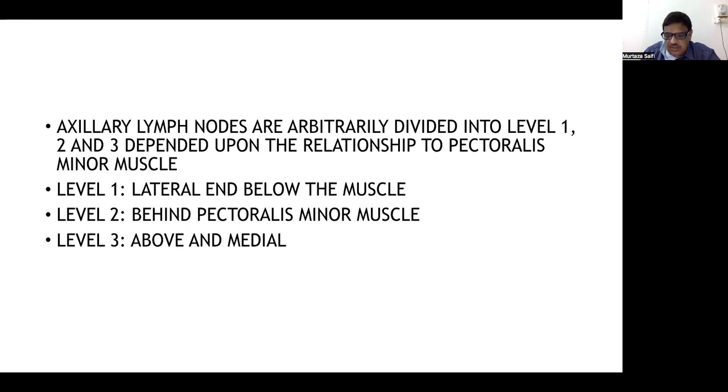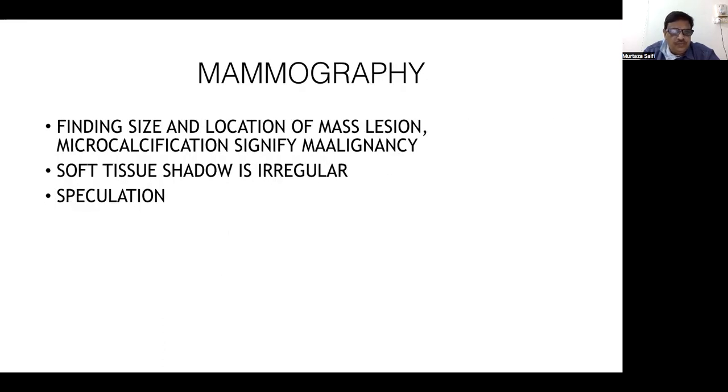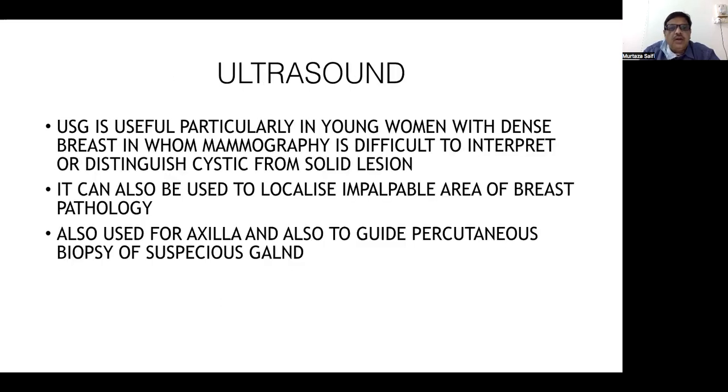Second important investigation is the ultrasonography. It finds size and localization of mass lesion. Ultrasound is useful particularly in young women with dense breast, in whom mammography is difficult to interpret, or to distinguish cyst from solid lesion. So to distinguish cystic from solid lesion, ultrasound is important. It can also be used to localize impalpable area of breast pathology, also used for axilla and also to guide percutaneous biopsy of suspected gland. So USG guided FNAC can be done.